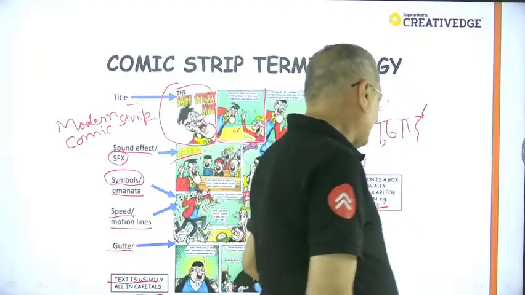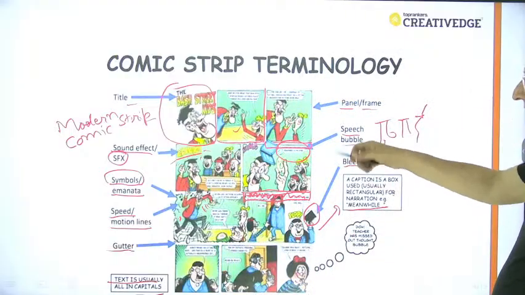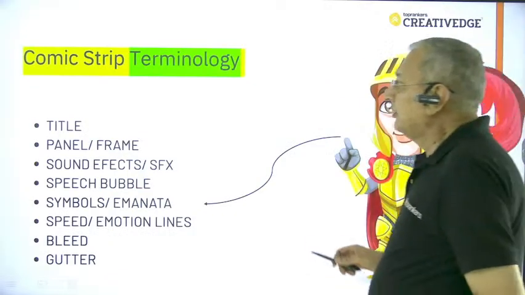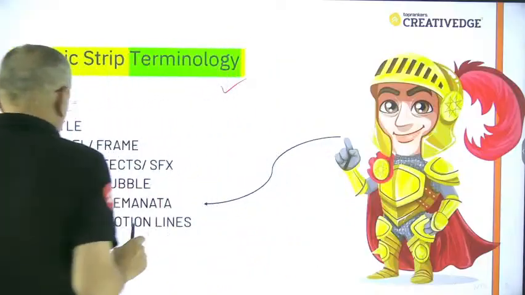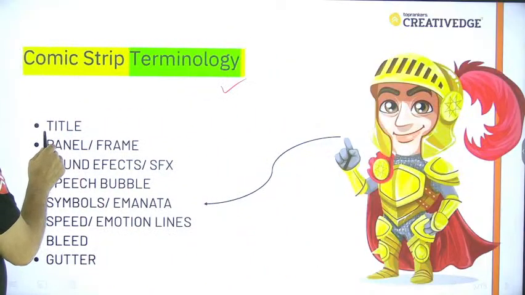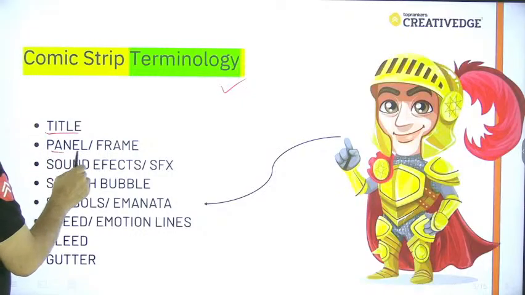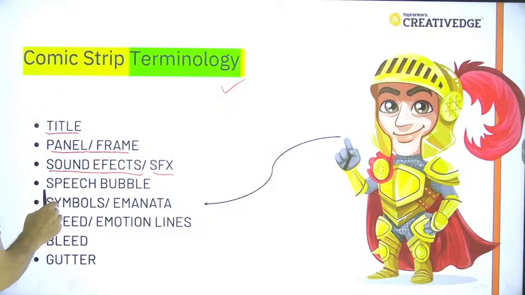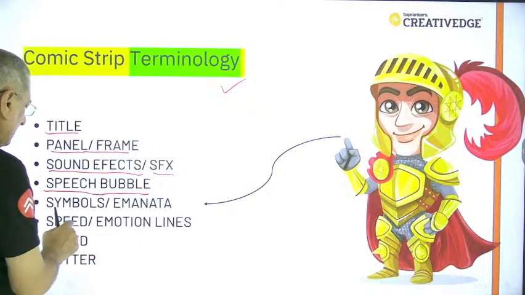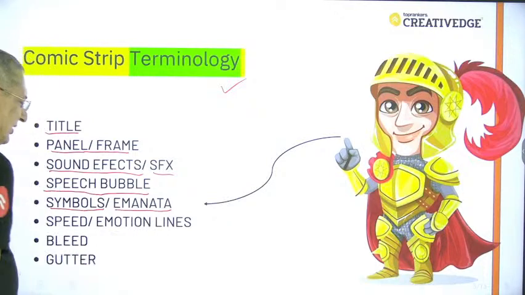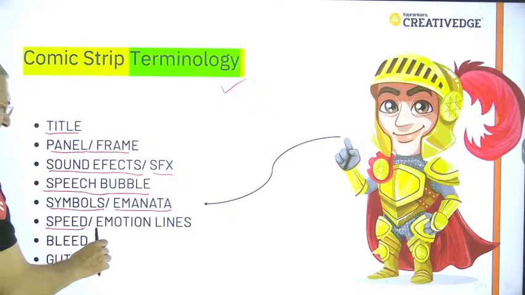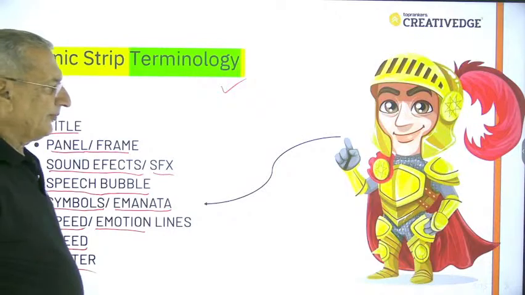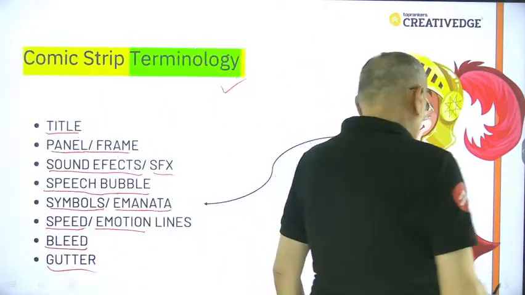We are talking of the comic strip right now, and let us get on with this. I am going to explain each and every part of it. So the terminology here is once again listed as title, panel or frame, sound effect that is SFX, speech bubble, symbols also known as emanata, speed or motion lines, then bleed and gutter. These are the terminology I showed you on the previous slide.